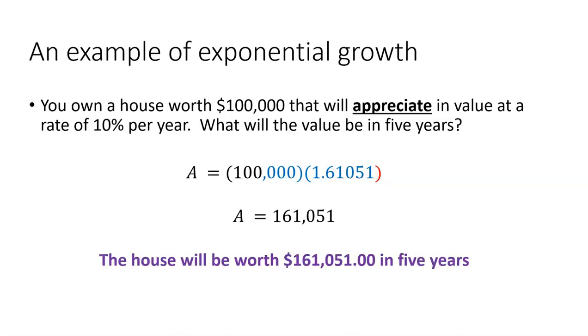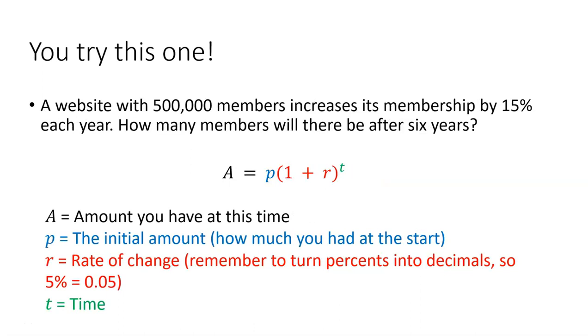And it wouldn't have been any harder to do that if we were trying to do 25 years instead of 5 years. So it was much faster than making a chart. But the chart explains why it works. That's why we can use that exponent, because we have to multiply by that rate every time for that many years. Well, you try this one.